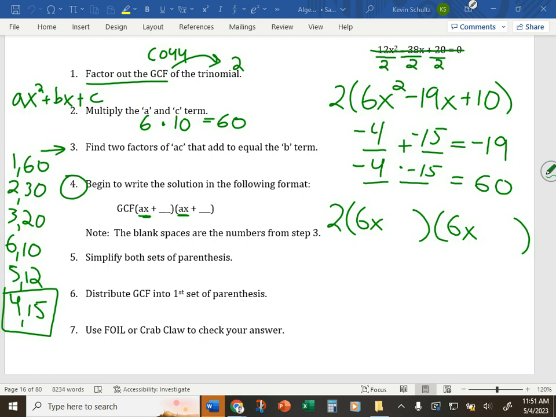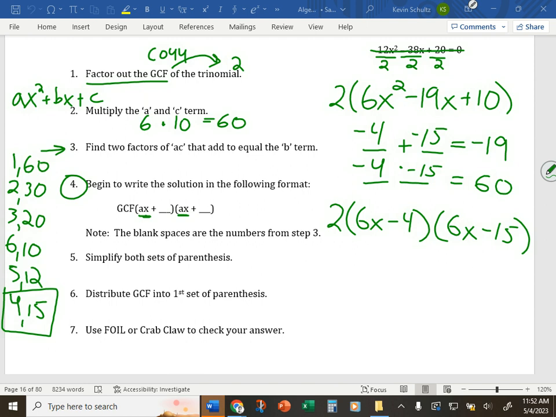And the reason why we do that, actually, it magically helps us with the next part, which is putting these numbers in. Because somehow we have to get these x terms to multiply to give us 6x, okay? But we also have to put the numbers in the right spot, these numbers here from step 3, so that they multiply to make 60 and add to give us negative 19. So the idea behind this is if we start both sets of these parentheses the same, it's not going to matter which one gets the negative 4 and which one gets the negative 15, okay?